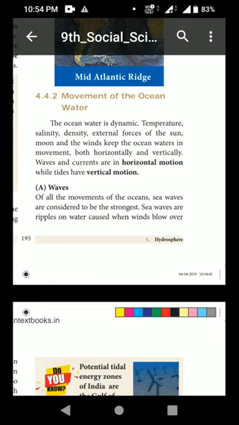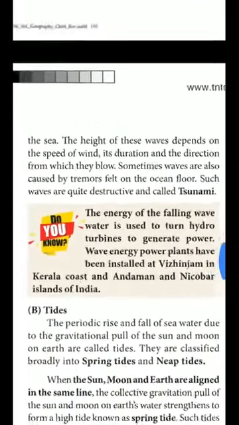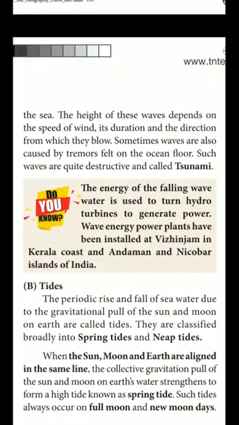First one, waves. What do you know about waves? Of all the movement of the ocean, sea waves are considered to be the strongest. Sea waves are ripples on water caused when wind blows over the sea. The height of these sea waves depends on the speed of wind, its duration and the direction from which they blow. Sometimes waves are also caused by tremors felt on the ocean floor. Such waves are quite destructive and called tsunami.